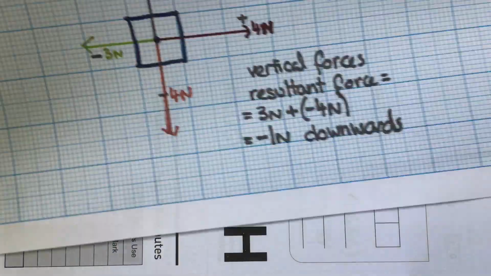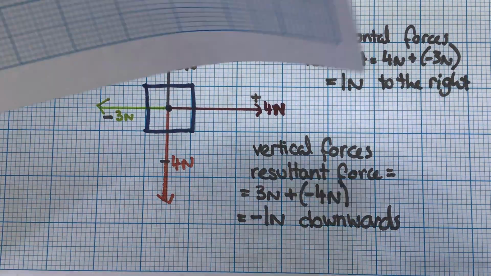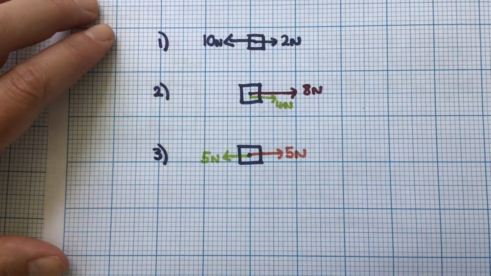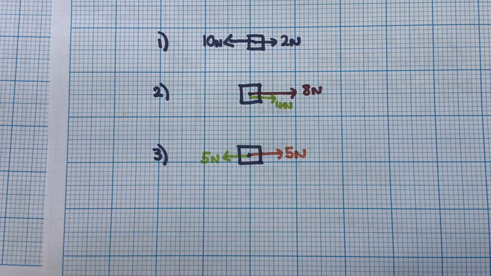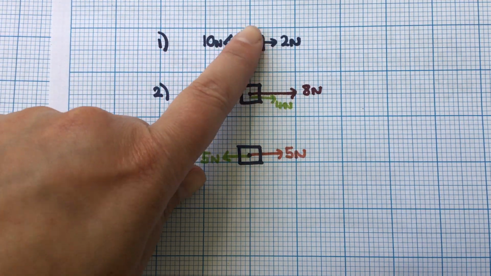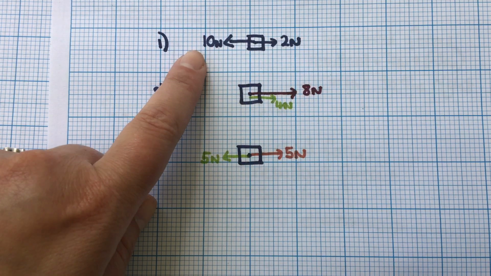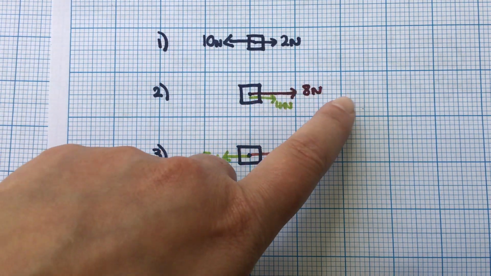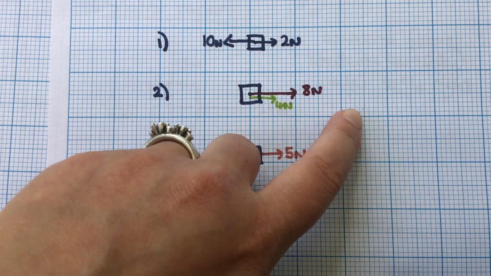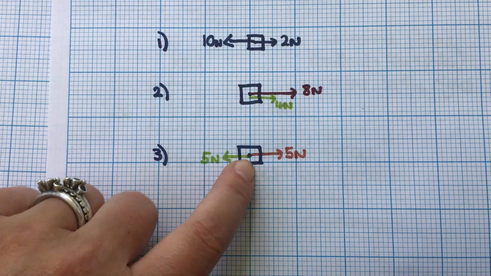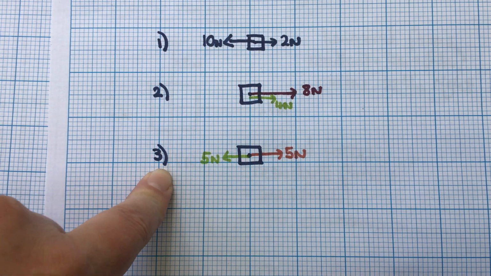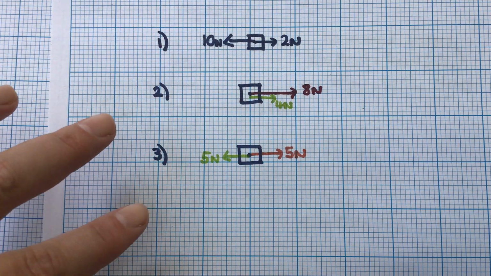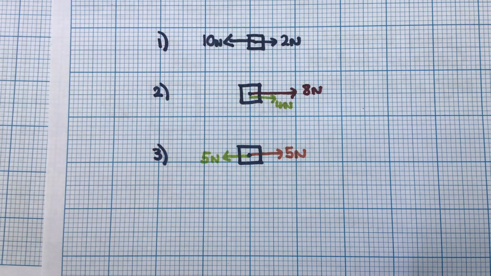So if we just look through some other examples just to check that this is making sense. I've got some other situations here. Have a little think about whether you can find the resultant. So I've got my box, it's got a 2 newton force to the right, 10 newtons to the left. What is the overall resultant force? Here I have got an 8 newton force to the right and a 4 newton force to the right. And here I've got a 5 newton force to the right and a 5 newton force to the left. So what are the resultant forces? It might be a good idea to pause the video and try and work these out now, and then we're going to go through the answers when you press play.